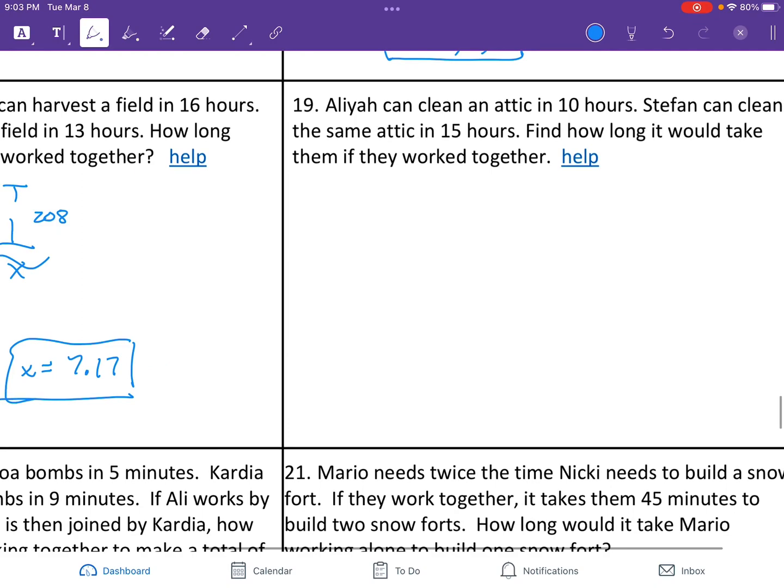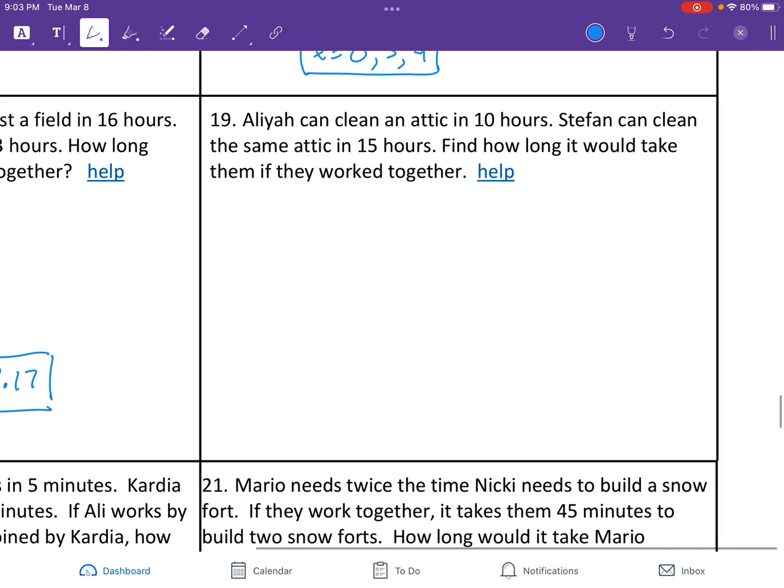Number 19. So we have Aaliyah. She can clean an attic in 10 hours. We have Stefan, who can clean an attic in 15. How long would it take them if they work together? So we have cleaning, and we have hours.